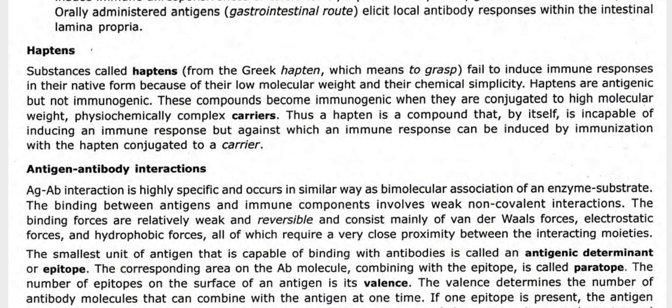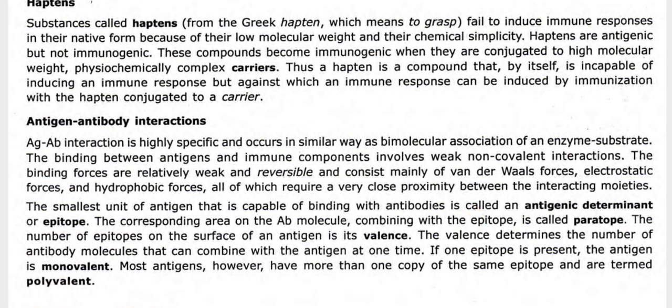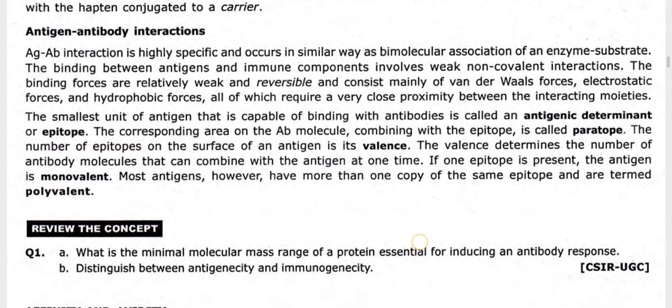Then haptens. This substance is called hapten from the Greek haptein, which means to grasp. Haptens fail to induce an immune response in their native form because of their low molecular weight and their chemical simplicity. Haptens are antigens but not immunogenic. These compounds become immunogenic when they are conjugated to high molecular weight, physicochemically complex carriers. A hapten is a compound that by itself is not capable of inducing an immune response, but against which an immune response can be induced by immunization with the hapten conjugated to a carrier.